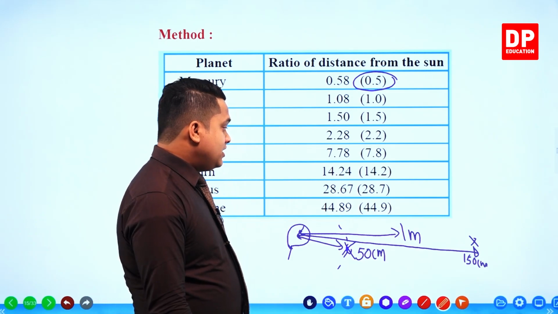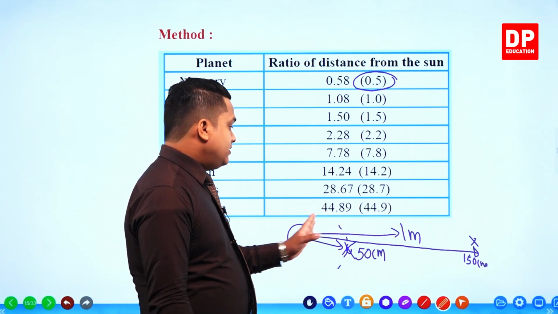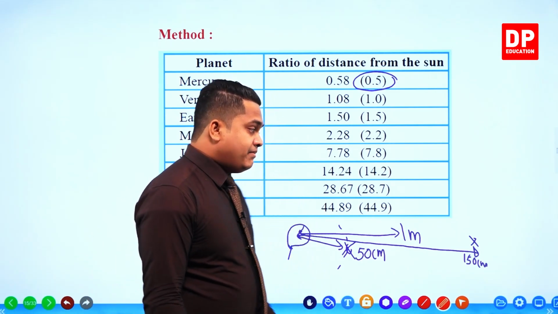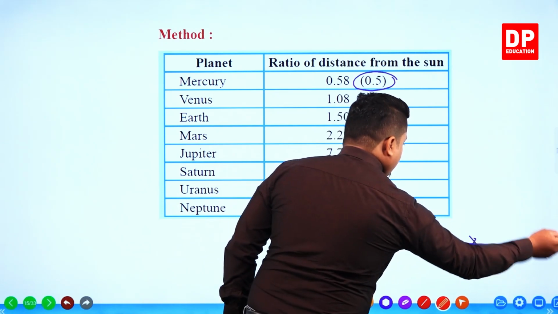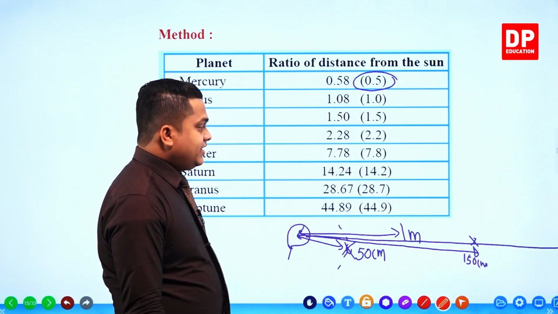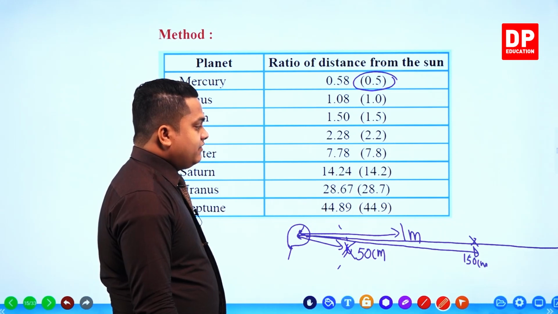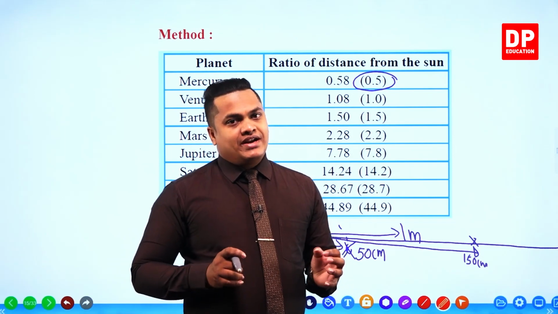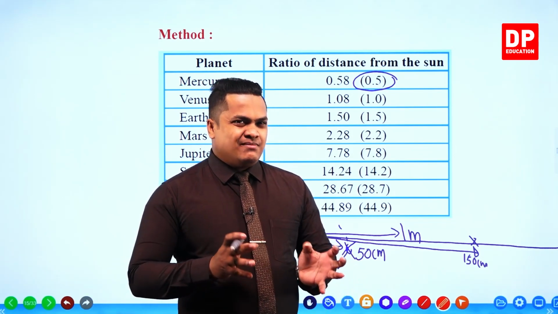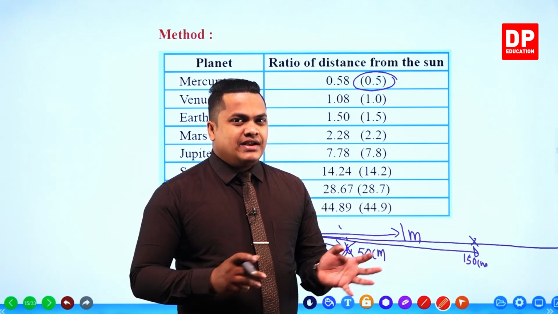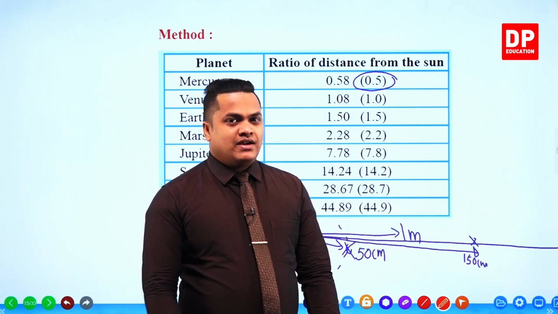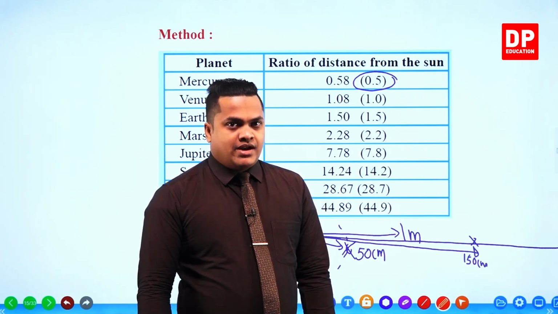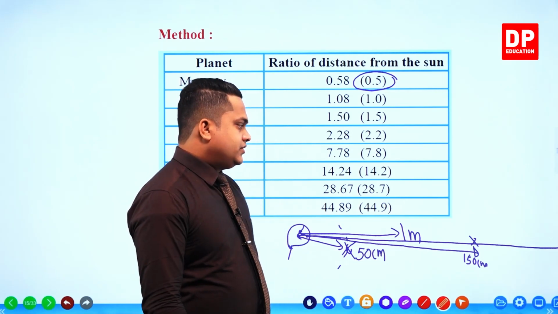As you can see here, the final planet, Neptune, is about 45 meters away from that balloon. It's going way more than that, the final one. So this is how to do a very simple activity to identify and compare the distances of the planets. Okay, planets. Right, my dear children.